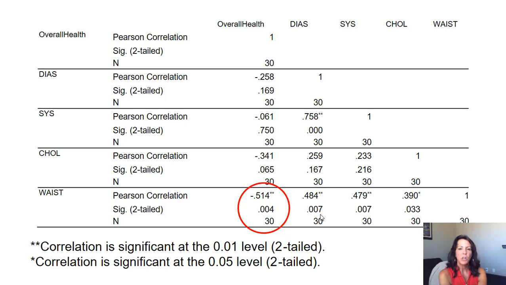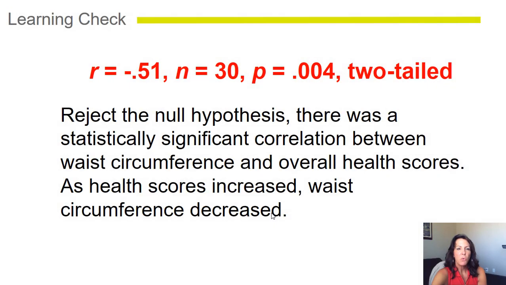We have a correlation of negative 0.514. And it's got two stars next to it, which means it's going to be significant at the 0.01 level. And as we look at the p-value, we can see that 0.004 is less than 0.01. So we reject the null hypothesis, which says that there's no correlation. We say there is a correlation between waist circumference and overall health scores.